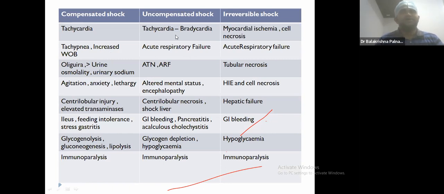Compensated shock will have tachycardia, then tachycardia to bradycardia. Initially it will be oliguria, then it will be ATN and acute renal failure. And there will be tachypnea. This uncompensated will have acute respiratory failure. Initially, there will be agitation and lethargy. In uncompensated shock, there will be altered mental status and encephalopathy.